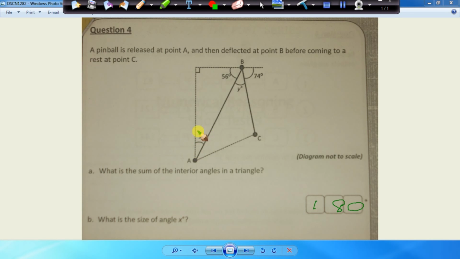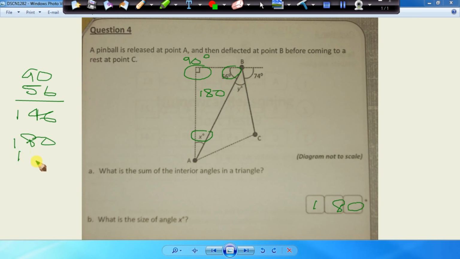Now, angle X here. This angle, add this angle, add this angle will also give us a total of 180. This angle here, with the little rectangle, is what angle? 90. So we do 90, and we add 56 to it. 90 and 56 gives us 146. We minus this from 180. So 180 minus 146 will give us X, and that gives us an answer of 34. Excellent. So 34 is X. So that's part B, 34 degrees.